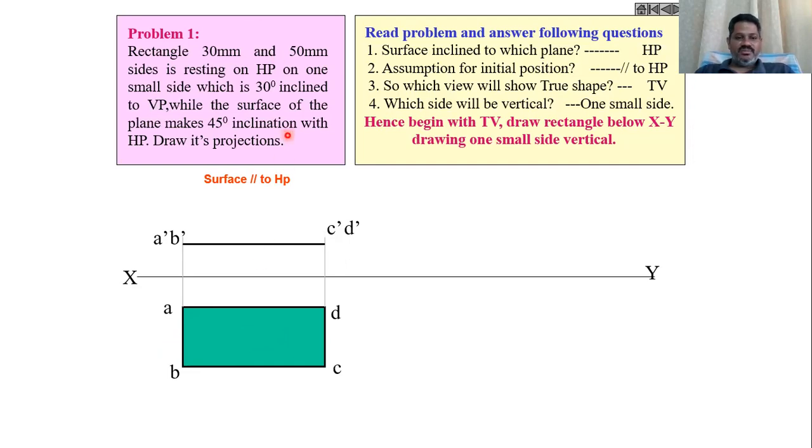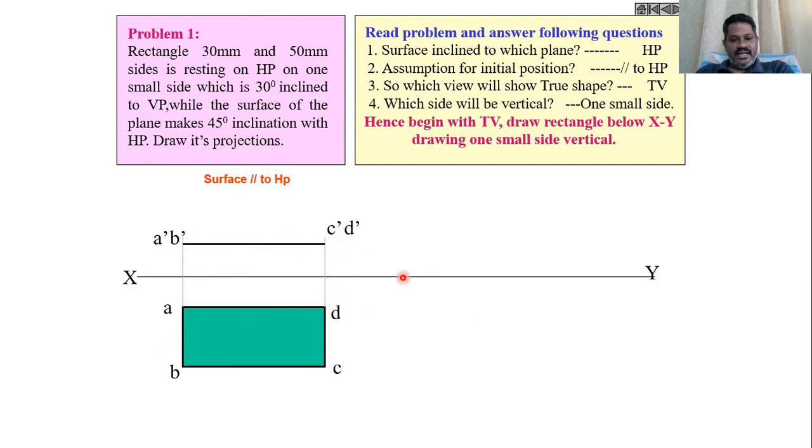But in the problem, the rectangular plane is making some angle, that angle is 45 degrees with HP. So this plane is making 45 degrees with HP. Now this is horizontal with the horizontal plane, and now I'm twisting this plane to 45 degrees.